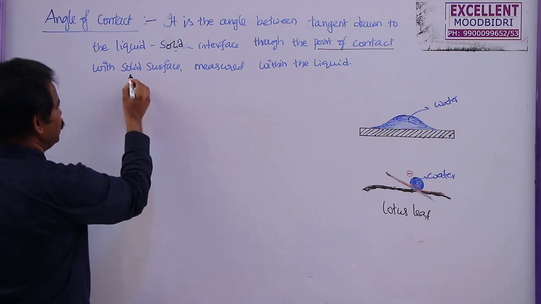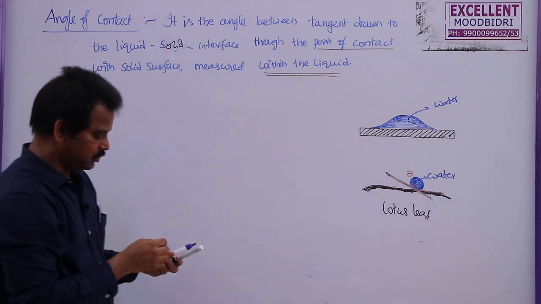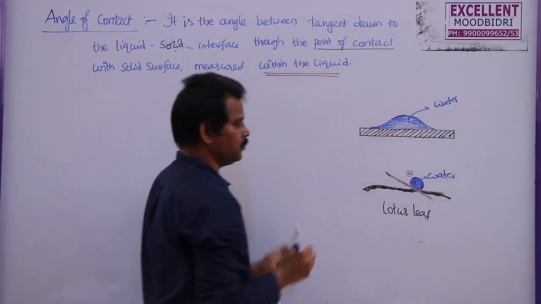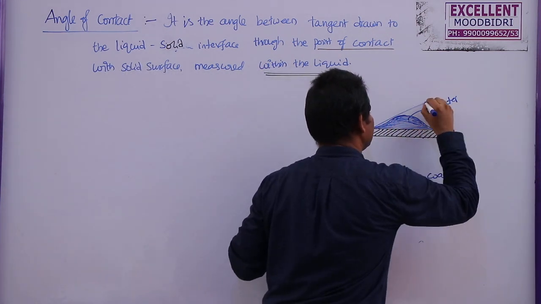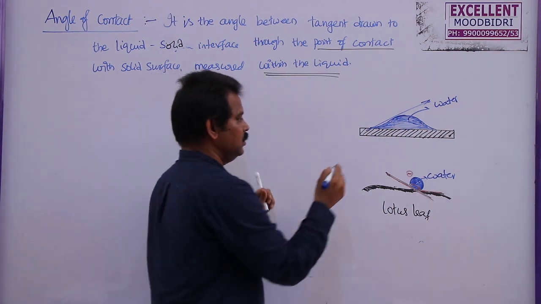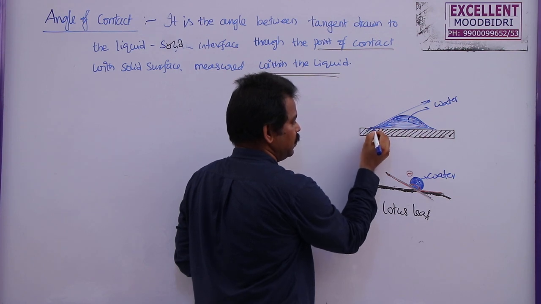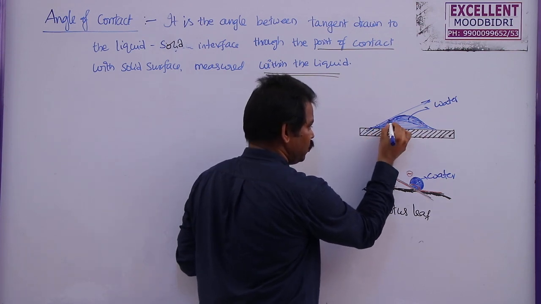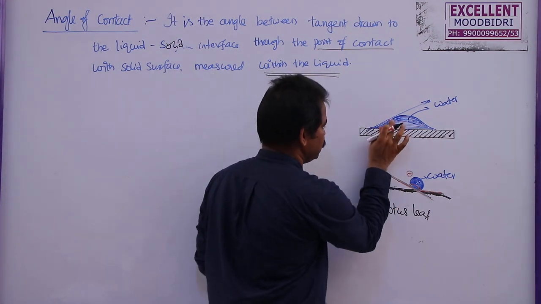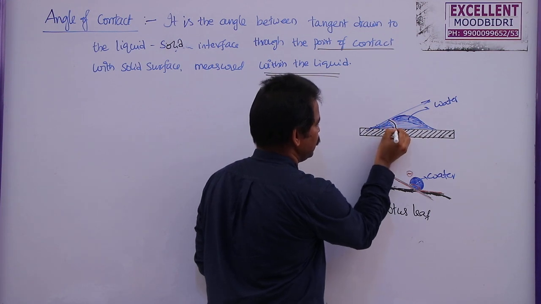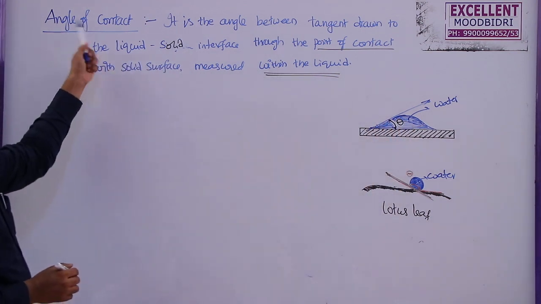Now, within the solid surface measured within the liquid. If you see this diagram, this is the point of contact between the solid and liquid surface, and this is the line which is drawn like this. This is the tangent which is drawn through the point of contact between the solid and liquid, and here we have to measure the angle within the liquid. So if you measure the angle within the liquid here, this is the angle measured within this liquid. So this angle we call theta, and we call this the angle of contact.